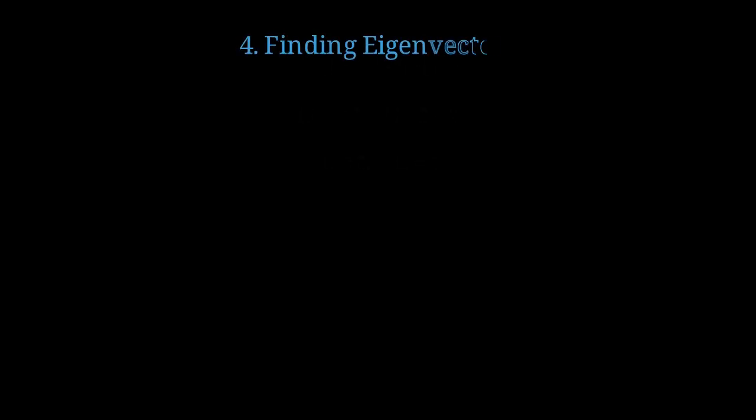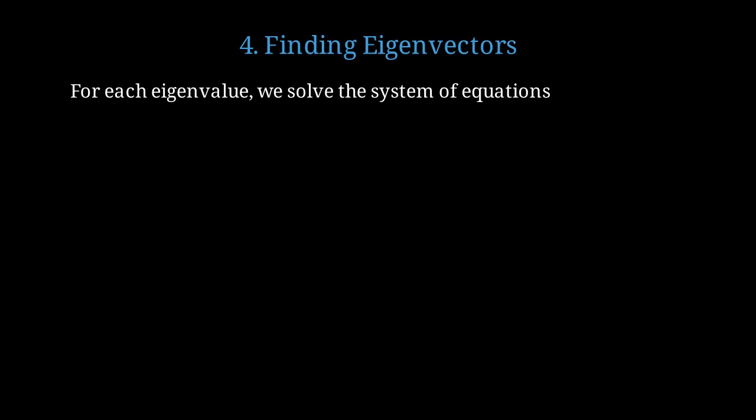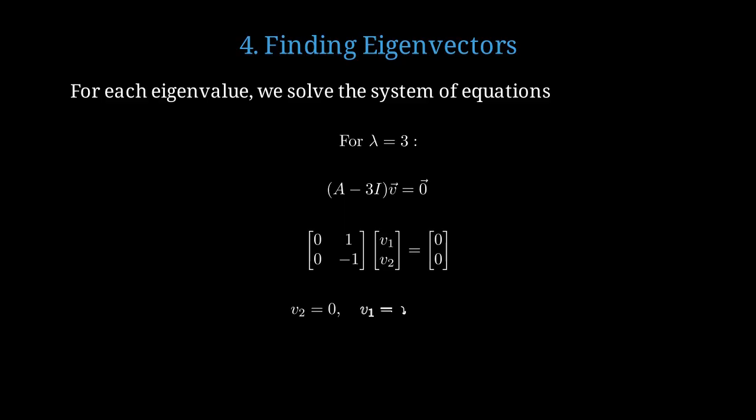Once we have eigenvalues, we can find the corresponding eigenvectors. For each eigenvalue we found, we need to solve a system of equations to get the eigenvector. Let's find the eigenvector for lambda equals 3. We substitute lambda equals 3 into our equation. This gives us this system of equations to solve. From this we get v2 equals 0, and v1 can be any value. So our first eigenvector is (1, 0).